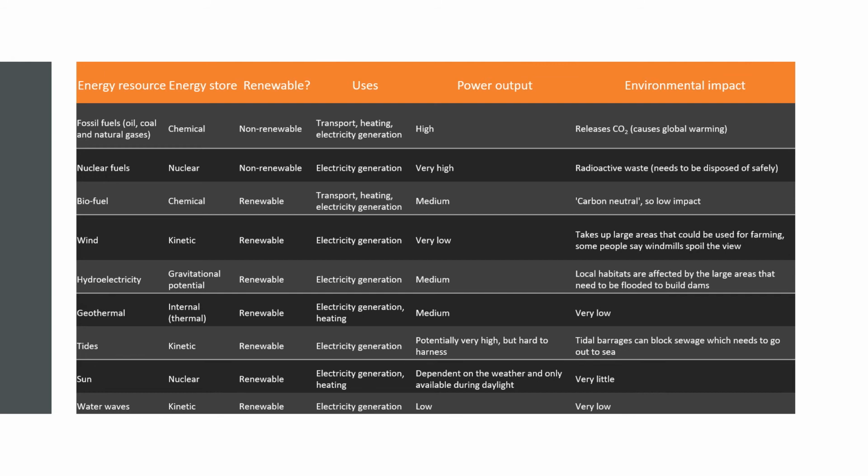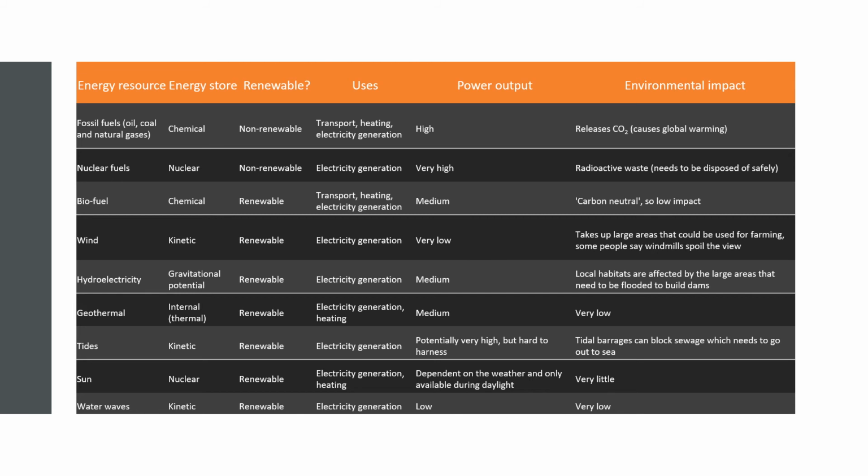Tides have a kinetic energy store. They're renewable. They're used for electricity generation. The power output can be very high, but it's hard to harness because you can't control the tides. The environmental impact is that they can block sewage which needs to go out to sea.